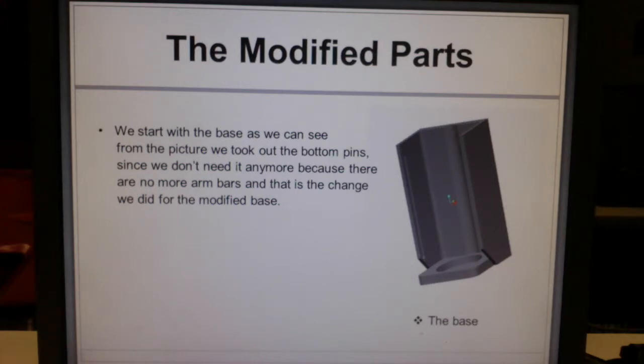So we will be talking about the base as the first thing. We start with the base. As we can see from the picture, we took out the bottom pins since we don't need them anymore because there are no more arm bars. And there are no pins here anymore because we don't need them in the modified assembly. So that's why we got rid of the arm bars, and also we got rid of the holders. And that's the change we did for the modified base.